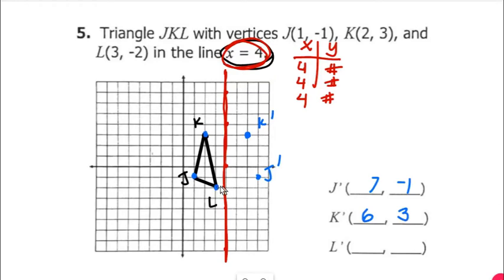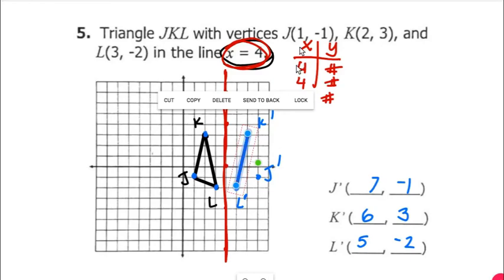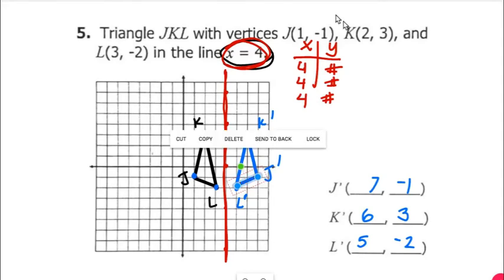L, if L is 1 unit to the left of my line of reflection, L prime will be 1 unit to the right. So L prime is going to be at 4, 5, negative 2. Then all we have to do is connect our points. And there's our reflection. And if you look, you can see that it's a mirror image.